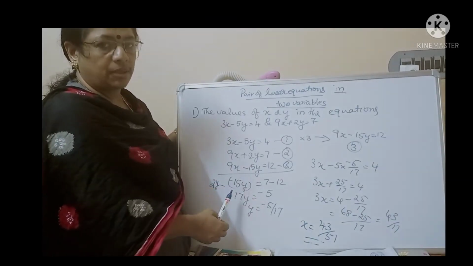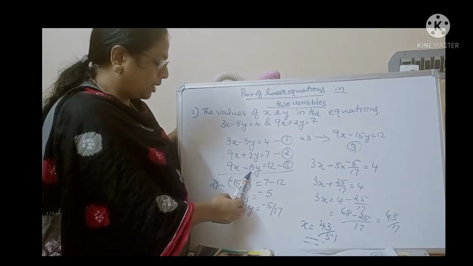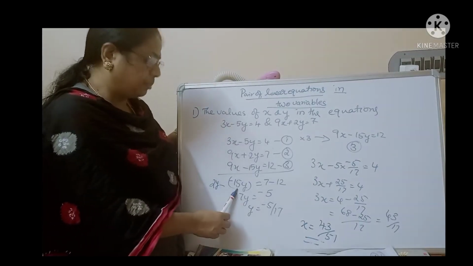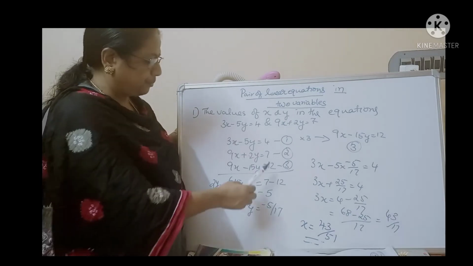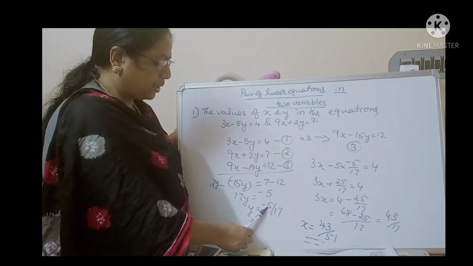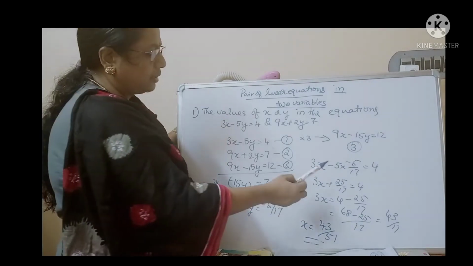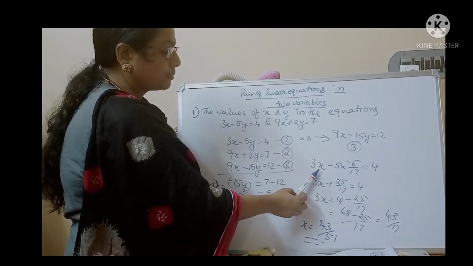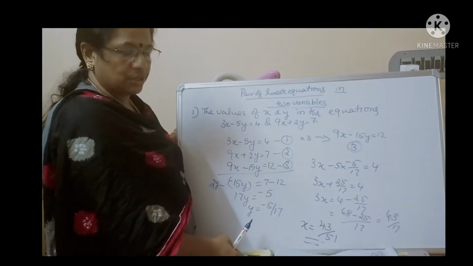Then we can subtract. That is 2y minus negative 15y, so 2y plus 15y, 17y. 7 minus 12 is negative 5. So y is equal to negative 5 by 17. Then we want to substitute that value in equation 1.